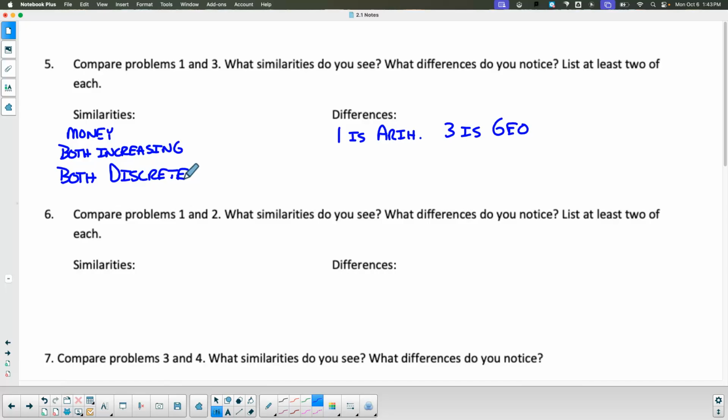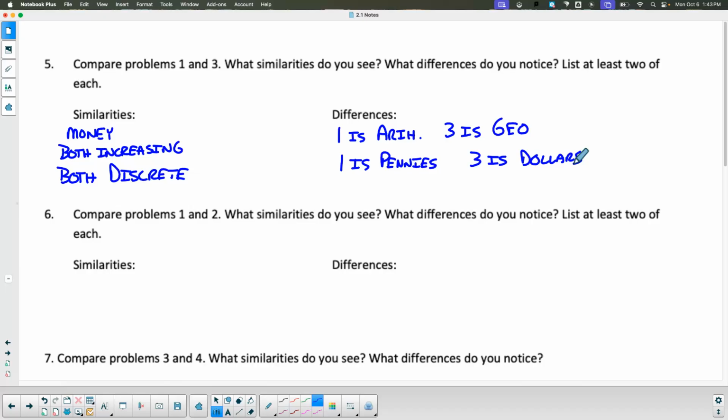Yeah. One is pennies, that is dollars. Okay. Yeah, that's a good one. Because it's different. It's different units, if you will. Yeah. Number one is in pennies, and number three is dollars. Okay, I like that.